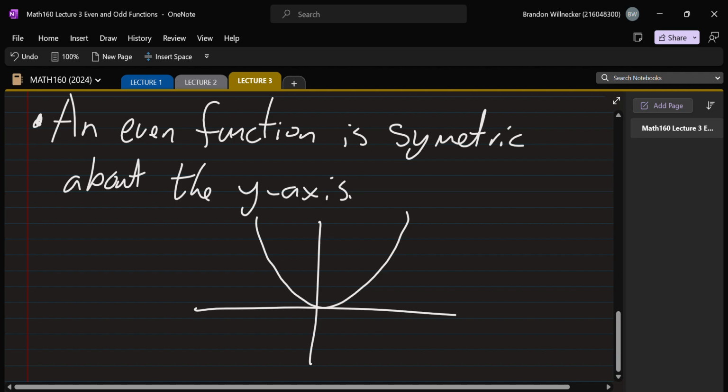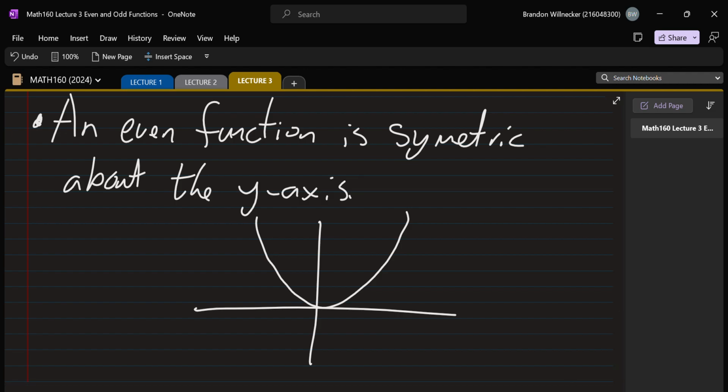Now think of this like a book. We've got one side of the page, another side. If we take this branch and literally fold it over onto the other side, we get exactly the same image. That's what we mean by symmetric. Okay, so if you can take one side of the function, fold it over onto the other, and you get the same thing, we call it even.